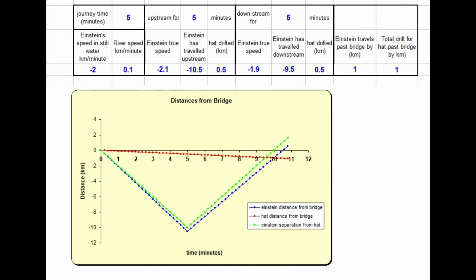Unless perhaps if he was going at relativistic speeds and time dilation, somebody on the river bank would think he's taken 5 minutes upstream and 5 minutes back down again, but Einstein would think no, I got there much quicker. He would not have aged by 10 minutes. He would have had quite a fun time.